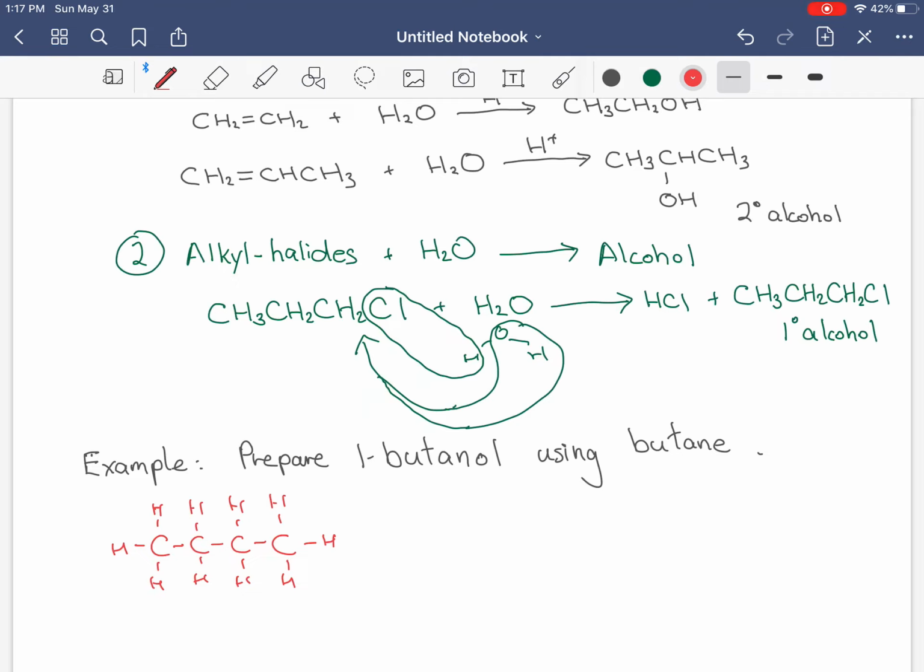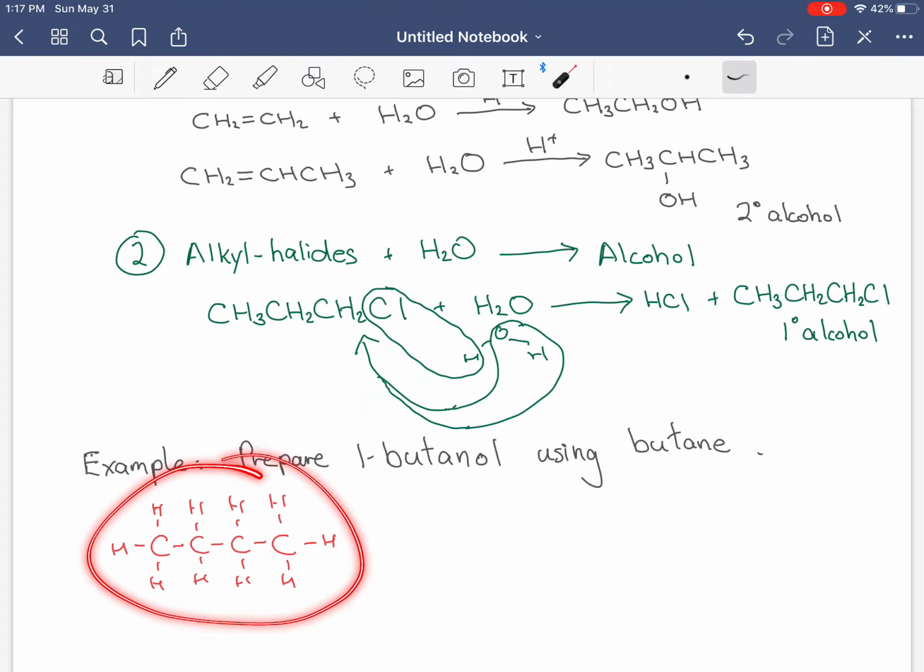First of all, to make a primary alcohol, you need an alkyl halide. The question here is, do you know how to turn an alkane into an alkyl halide? It does sound like something that we've done before, doesn't it? And we have, actually. Let's take a look.